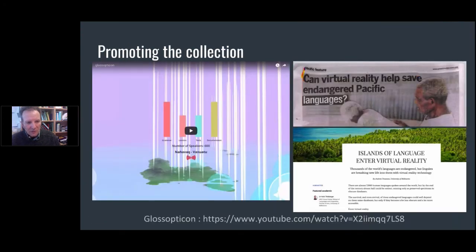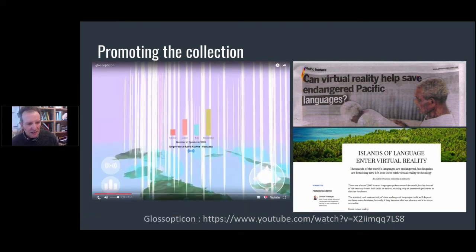So one of the other ways that we're promoting the collection is by building a virtual reality project. So what you're looking at there is a map of Vanuatu, and each of those shards of light coming up represents a language. Where there's a little symbol there, you can listen to a snippet of the language which comes out of the Paradisec collection. And you can see some information about how much we know about the language, if there's a grammar, if there's a lexicon and so on, and how many speakers there are of that particular language. Now, this is generating a lot of publicity.